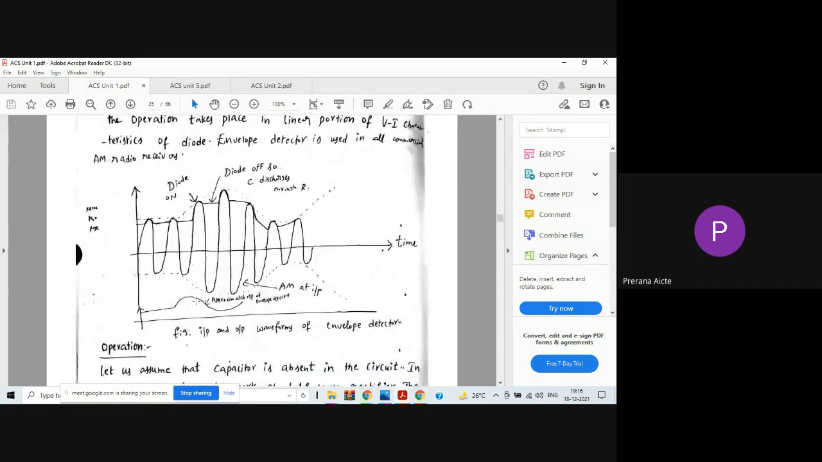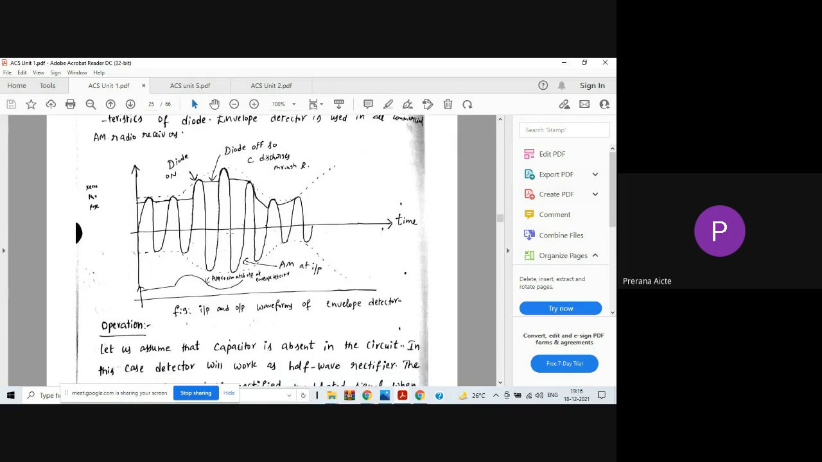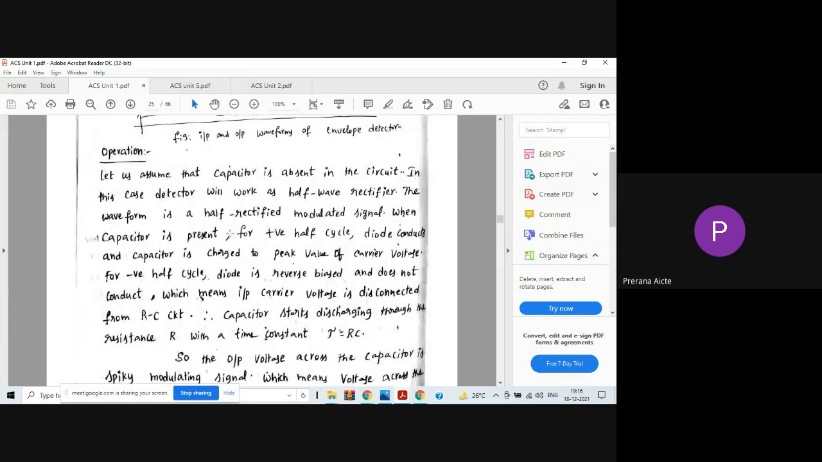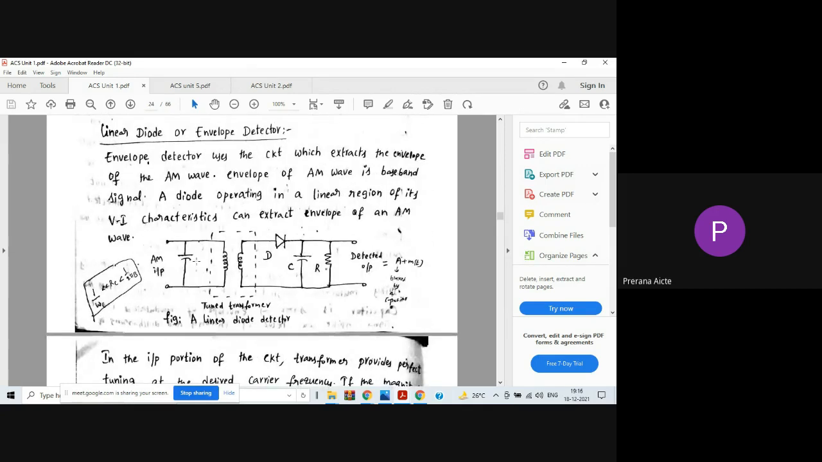So when it is allowing the positive cycle, then the diode will be on. Whatever input we are applying, it should reach. When we are applying the negative half cycle, then the diode will be off, so it will not allow. See here, for the positive cycle the diode will be conducting and the capacitor will be charged to the peak value. For the negative cycle the diode will be reverse biased and does not conduct, and the capacitor starts discharging. During the positive half cycle, the diode will be on and the capacitor will be charged to the peak voltage.